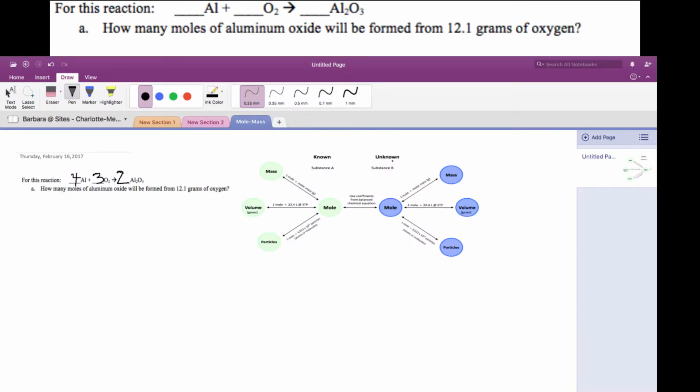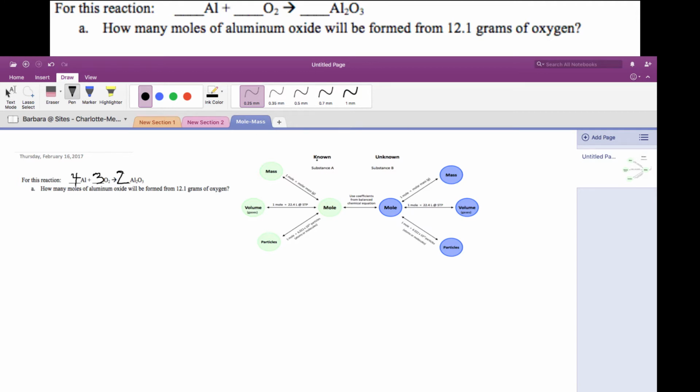Okay, in this video we're looking at stoichiometric calculations, specifically mass to mole calculations. Before you begin, please make sure you have the stoichiometry island handout that you were provided in class. I want to go through and review the parts of the stoichiometry island.